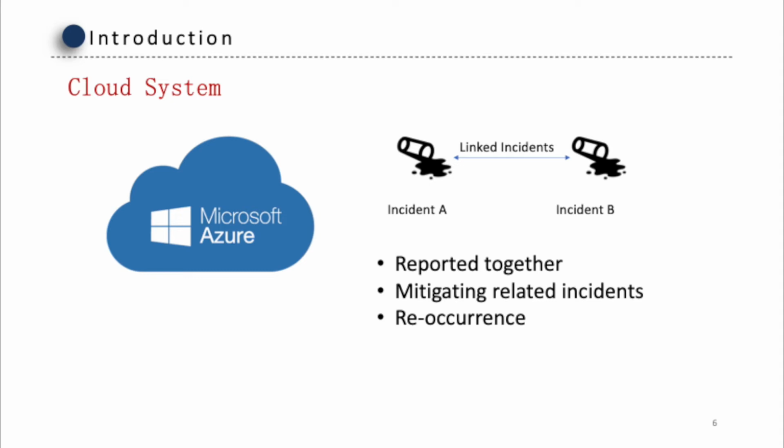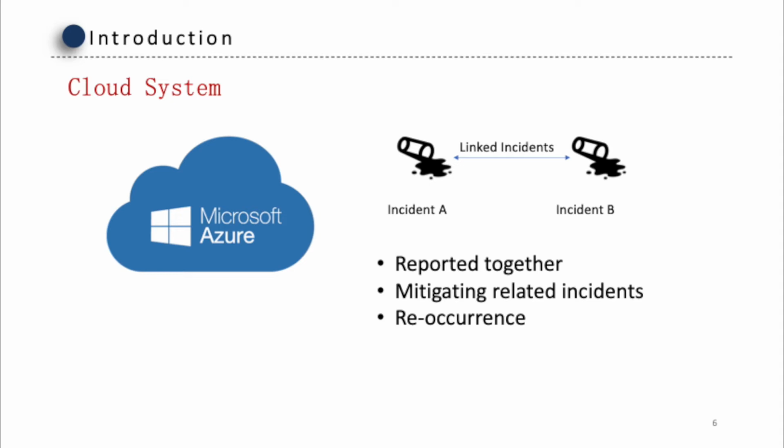For example, a few incidents are usually reported together due to system dependencies, where mitigating one incident can well resolve another. Moreover, the links may represent other relevant information such as a reoccurrence relation or co-occurrence relation between two incidents. So detecting and recording such related incidents is valuable for incident diagnosis.